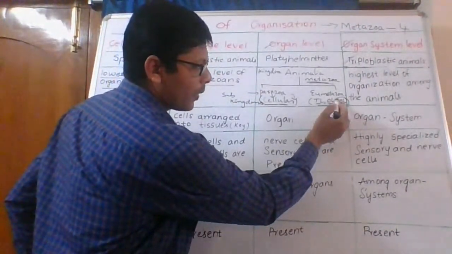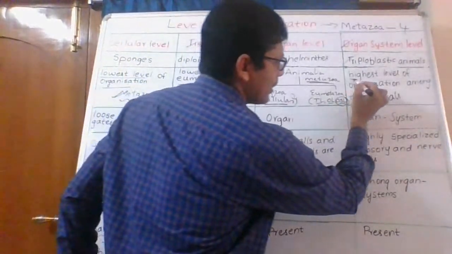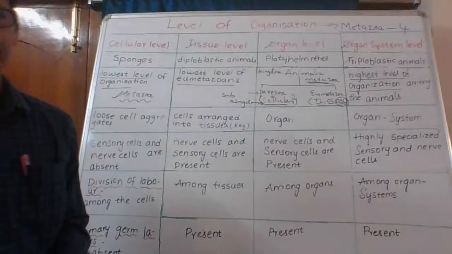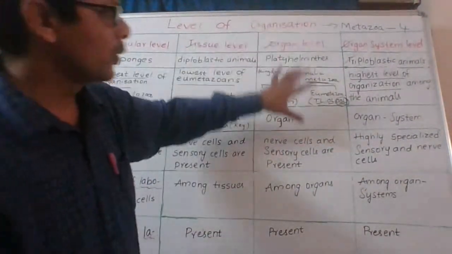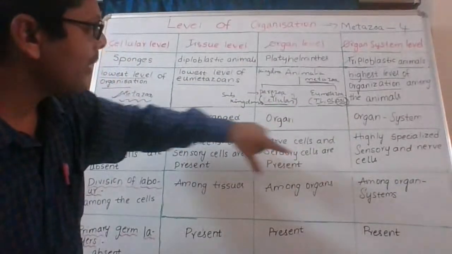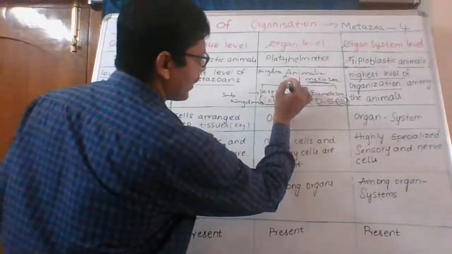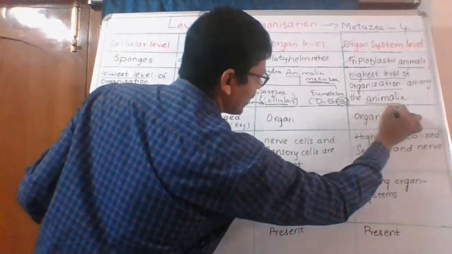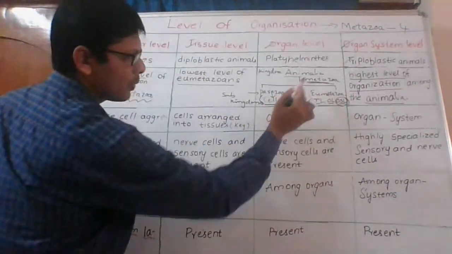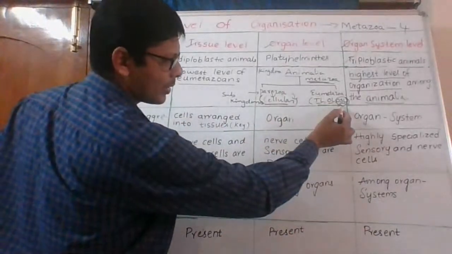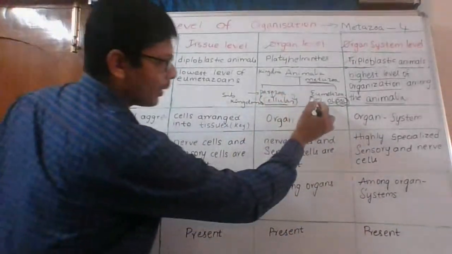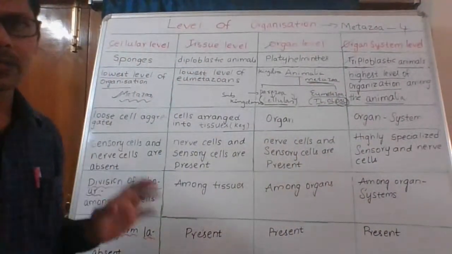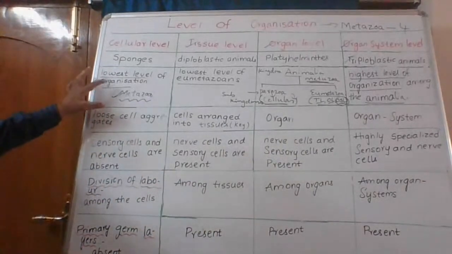Organ system level of organization is the highest level of organization among Animalia, among the Eumetazoa. In Eumetazoa the highest, as well as in the kingdom Animalia or Metazoa, the highest answer is organ system level. In the subkingdom Eumetazoa also, the highest is organ system level of organization. Okay, that's about this point.